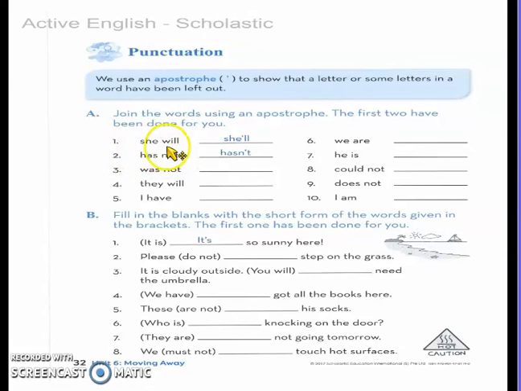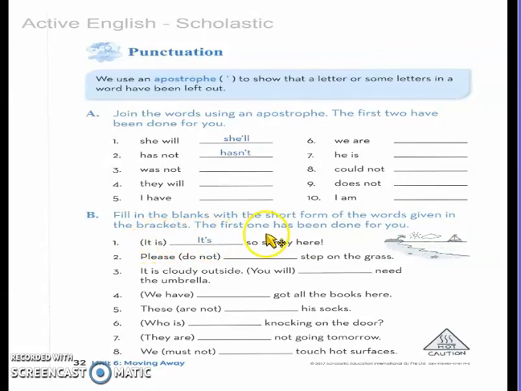Number 1, she will, she'll, and has not, hasn't. And we use the apostrophe instead of the missing letters. Please, my students, complete the exercise and put the apostrophe in the suitable place. Pay attention to the correct place of the apostrophe.